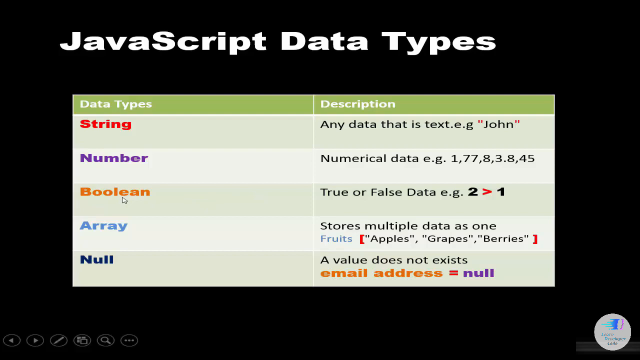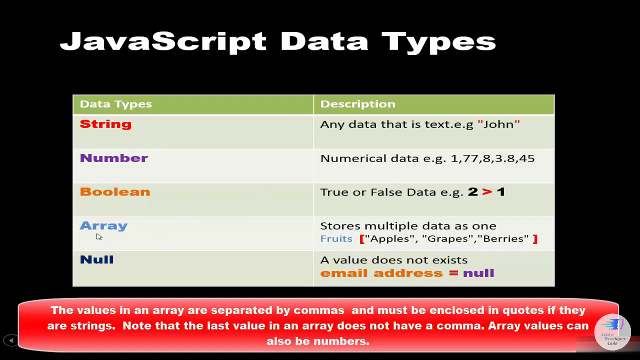Next, you got the Boolean. The Boolean is any data that returns a true or false value. For example, is 2 greater than 1? That would return true, and so on. So any data that you need to determine if it's true or false is regarded as a Boolean.